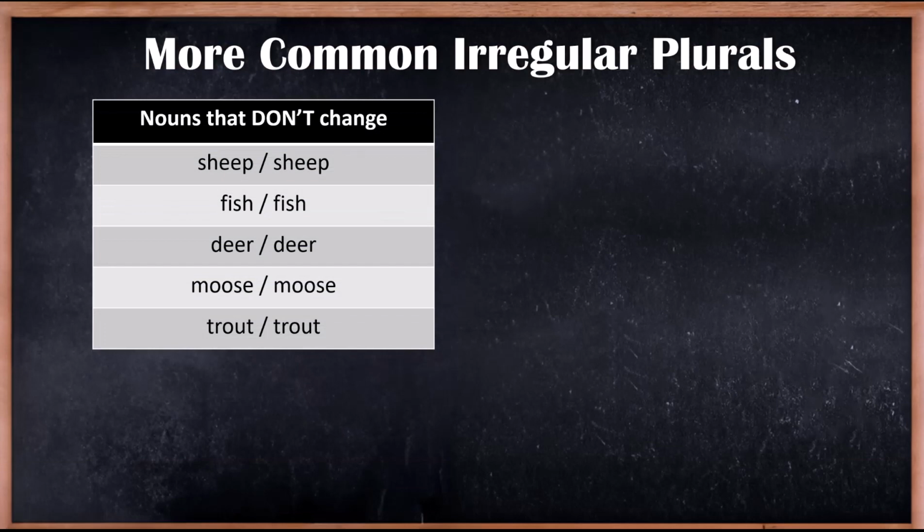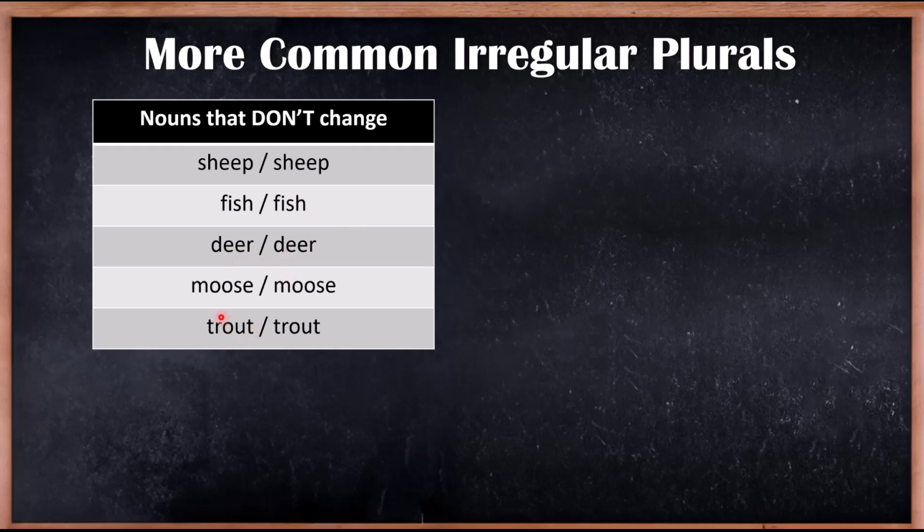There are also some irregular plurals that do not change. They stay the same in the singular form and in the plural form. For example, sheep. The farmer has one sheep, or the farmer has two sheep. That is a goldfish. Those are goldfish. So we use the same noun even if we're talking about more than one.